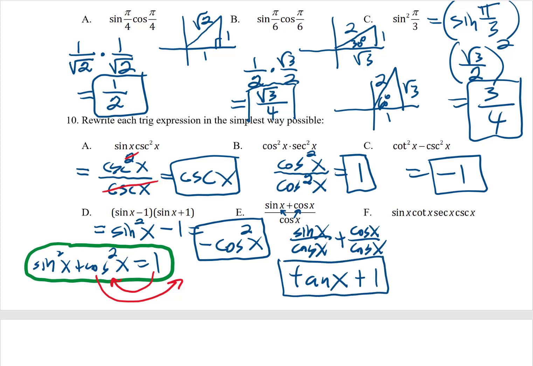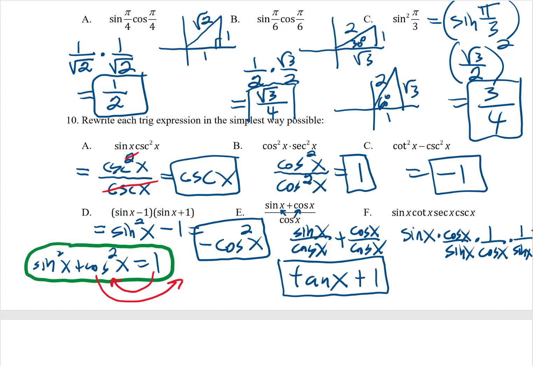Finally, letter F, I have so many items here being multiplied, I think I would change over to sine and cosine and see if I get some cancellations. So I have the sine x, cotangent becomes cosine over sine from the quotient identity. Secant x is 1 over cosine, that's a reciprocal identity. And cosecant x is 1 over sine from the reciprocal identity.